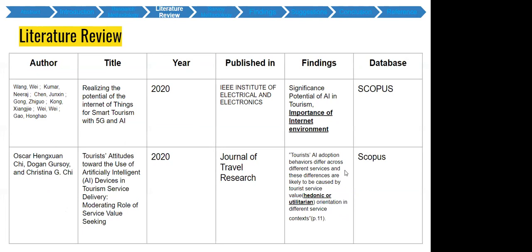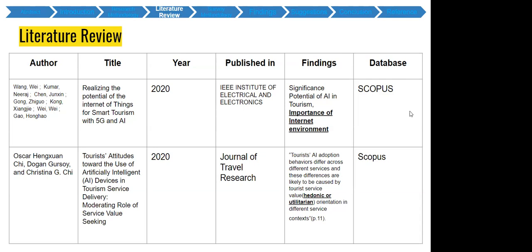From the article Realizing the Potential of the Internet of Things for Smart Tourism with 5G and AI, we have found out that the environment of internet is very important for developing AI. If the countries or certain areas have better internet connections, they have more possibility to get more big data, so they can develop AI in a short period.